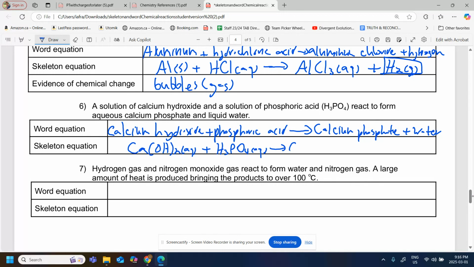So when we do our crisscross, we'll get Ca3(PO4)2. Should be a small 4, by the way. It's a subscript. It's a bit large though. It's aqueous plus some liquid water. Water, you know, is H2O.